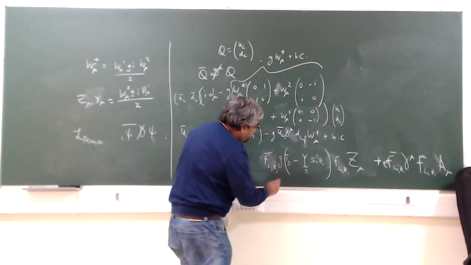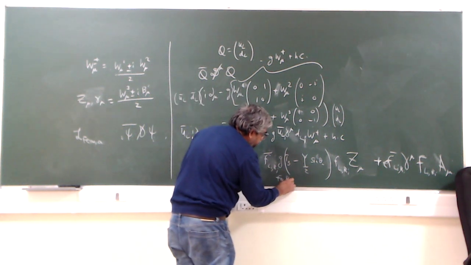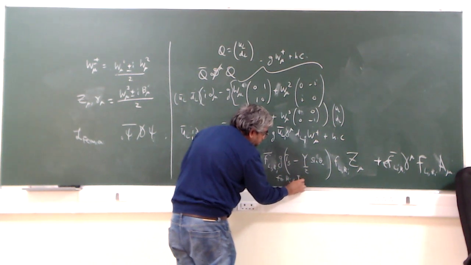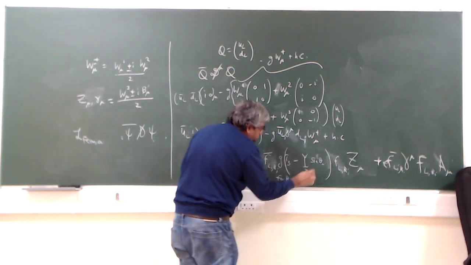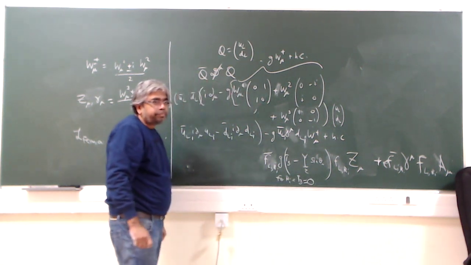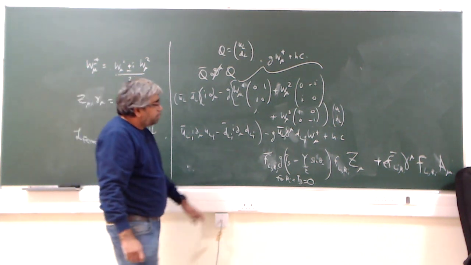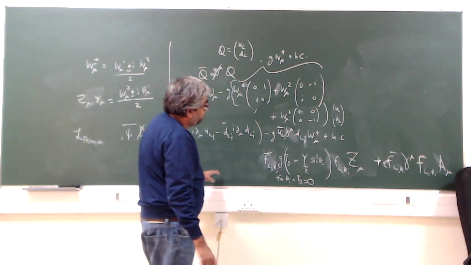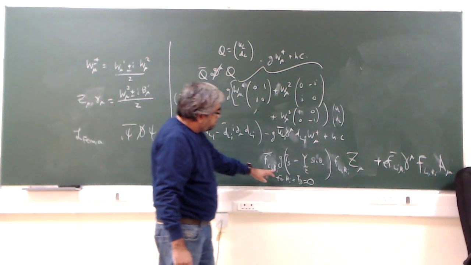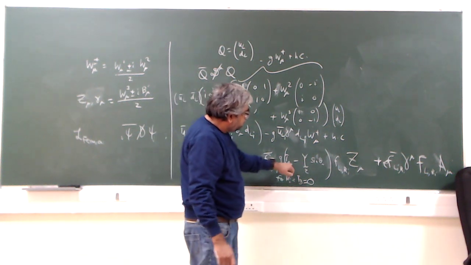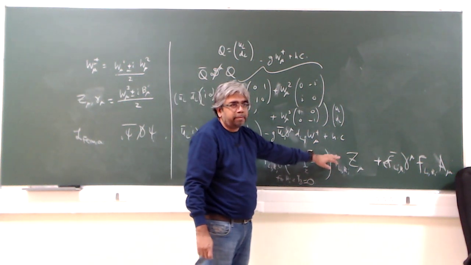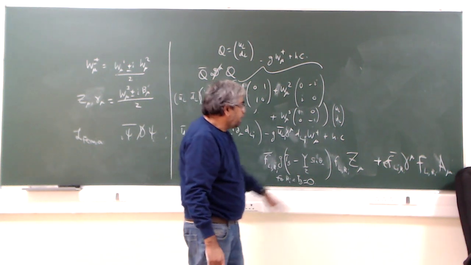For the R's, T3 is equal to 0. It doesn't happen. So for the R's, T3 is equal to 0. For the left-handed parts, T3 minus Y by 2 sine theta_W, something, times Z mu.